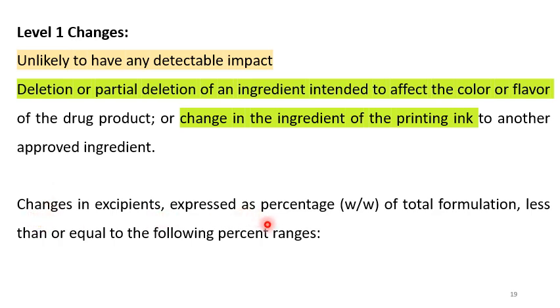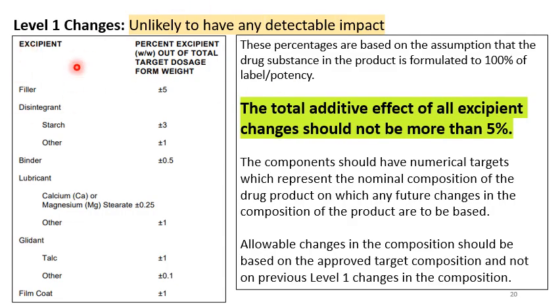Then changes in the excipients, expressed as percentage weight by weight of total formulation, less than or equal to the following percentage ranges. Here the percentage ranges are given. For filler or diluent it is plus minus 5%, disintegrant starch is plus minus 3%, other disintegrants plus minus 1%, for binder it is 0.5%, lubricant if it is calcium or magnesium stearate 0.25%, and other 1%, glidant if it is talc 1%, and others 0.1%, and film coats it is 1%. So the cumulative changes, or the total additive effect of all excipient changes, should not be more than 5%.